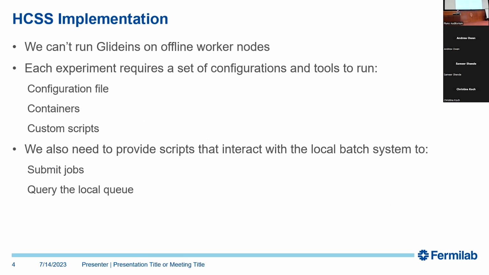There's another issue, which is if we can't access the internet, we can't run Glide inside. And because of it, along with the job itself, we need to provide a set of other tools that we will need to set up the environment for our experiment jobs. Stuff like configuration files, containers, custom scripts, all that needs to be sent along with the job. Also, HPC sites often do not use Conda. So we also need some scripts to interact, at least for basic operations, with the local batch system. So operations like submitting jobs and querying the local queue also need to be implemented by this solution.